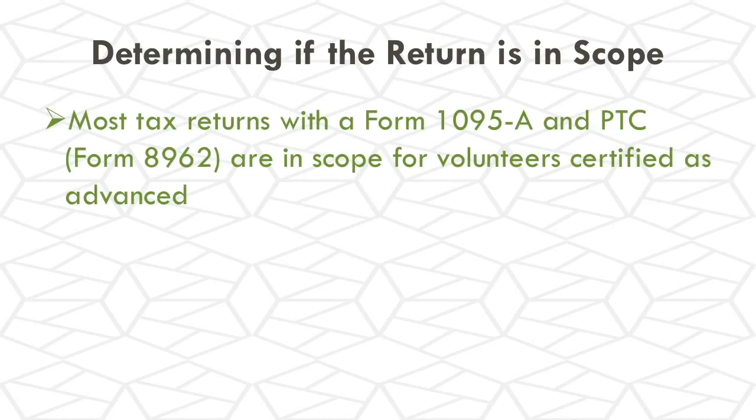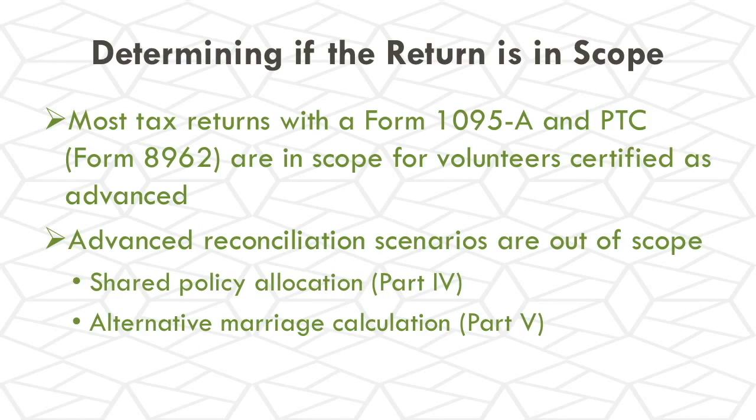So most tax returns with Forms 1095-A and premium tax credit 8962 are in scope for volunteers certified as advanced. So that would be all of you as core members, you're all going to be certified as advanced. Almost all of them are in scope. However, a couple of advanced reconciliation scenarios are out of scope for our VITA sites. And that is going to be shared policy allocations in Part 4 and the alternative marriage calculation in Part 5. So I'm just going to briefly mention what these are so you are aware of why a taxpayer might need to do this, but it is going to be out of scope.